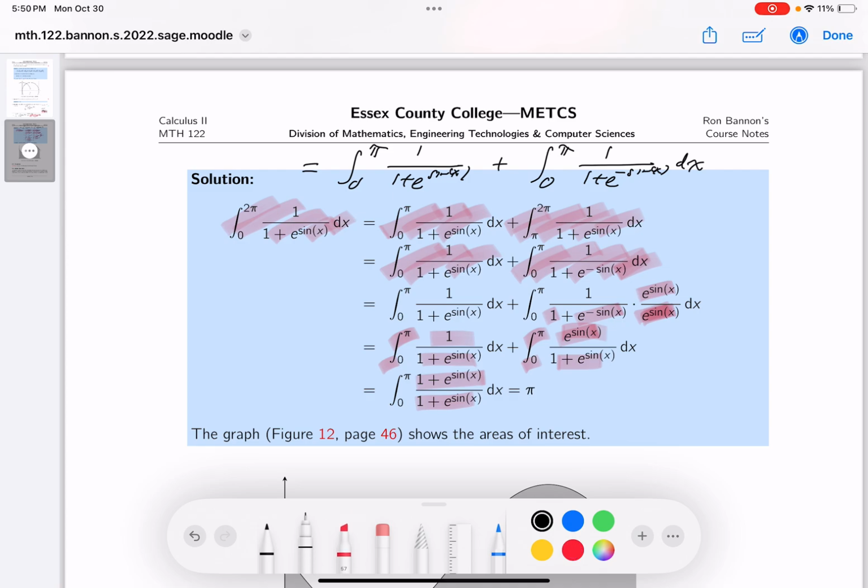Now, granted, someone said, how did you get pi? Let's go through that. That's going to be 0 to pi. That reduces to 1 dx. What's the antiderivative there? X. And you're evaluating from 0 to pi. So what do you get? Pi minus 0, which is pi.